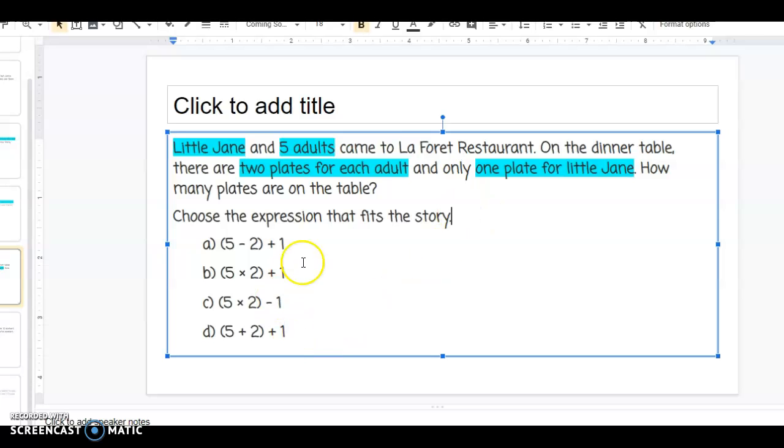So I want to look at my expressions and say, okay, which one's going to address 5 adults each getting 2 plates? Well, I know that means I have 2 sets of 5 or 5 times 2, with each of those adults getting those 2 plates, counting by 2. So I look at my options here. The only 2 options that address that are B and C. So I'm going to get rid of A because that's subtracting. I'm not adding 5 plus 2 because each adult got 2 plates. So I need my 5 times 2. Now I know little Jane only had 1 plate, so 1 extra plate for little Jane would give me that expression here, the 5 times 2 plus 1 extra plate for Jane.